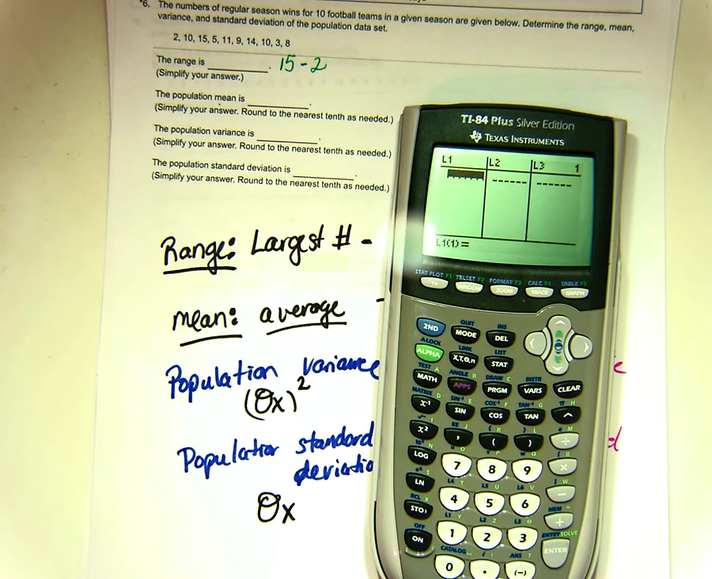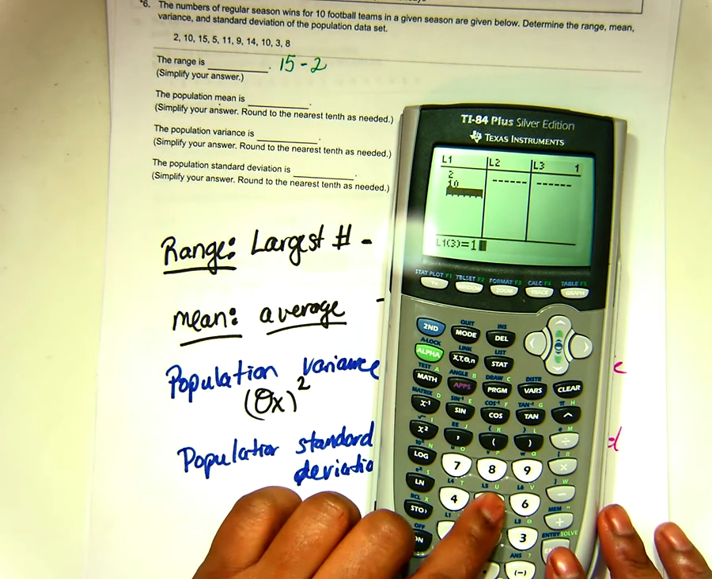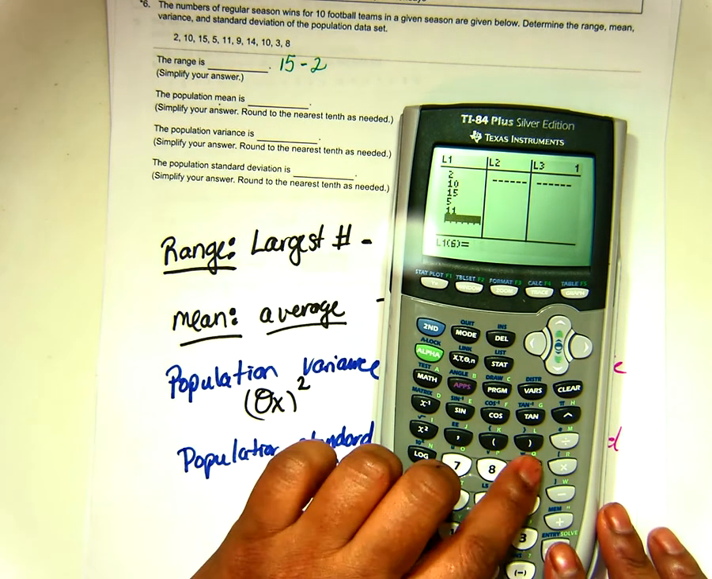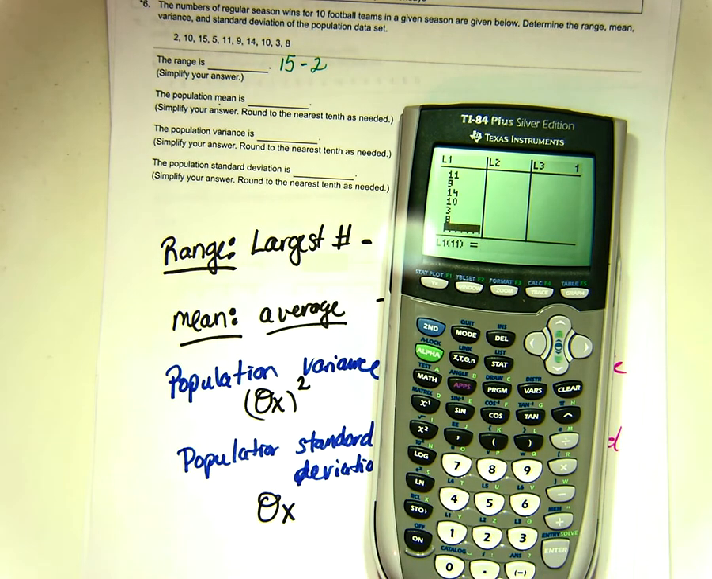Again, if I'm going too fast, make sure you pause and rewind the video. Now we're going to put our data set in. So we have 2, enter, 10, enter. Notice how I'm hitting enter after each number to put it in. Also, this video, or something very similar to it, should already be posted in Pearson.